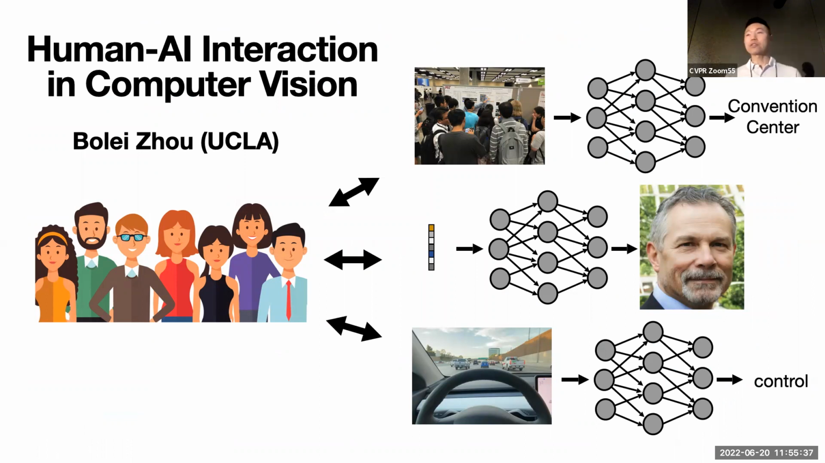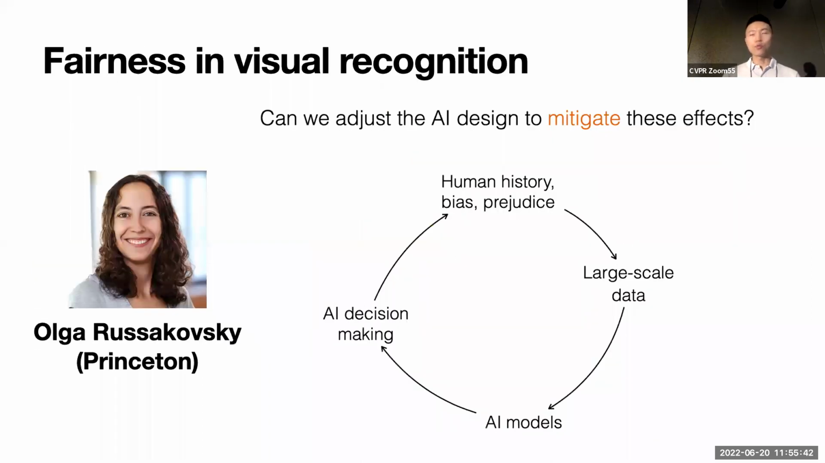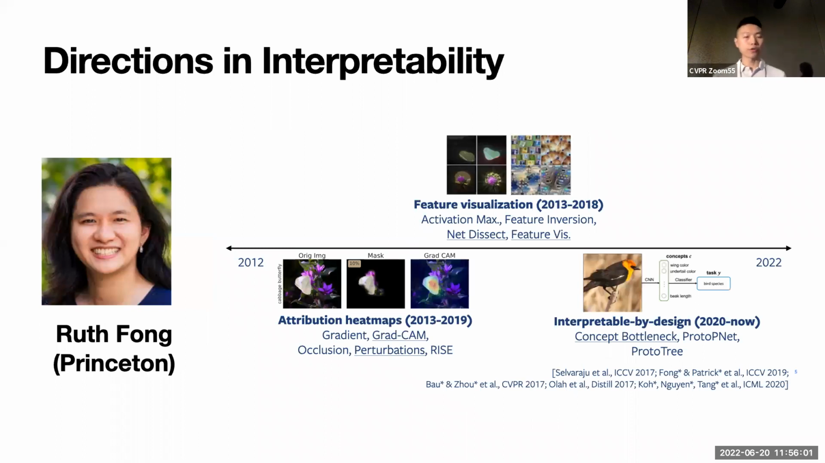She will talk about fairness in visual recognition. She will lead us to re-examine the pipeline of how we train the model. She will provide insights on how we can adjust the AI design to mitigate the effects of bias and other sorts of issues with the AI model. The last lecture will be given by Dr. Ruth Fong. She will give you an overview and point you to the direction of recent progress in interpretability.